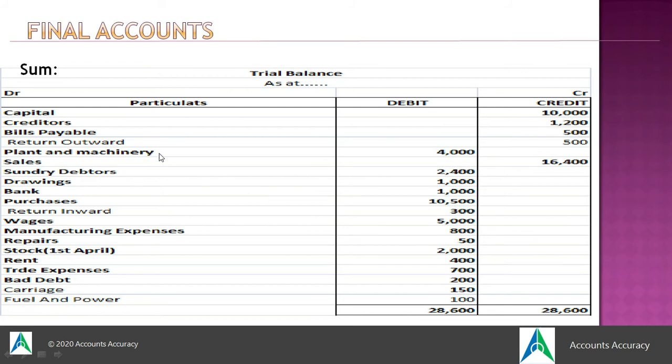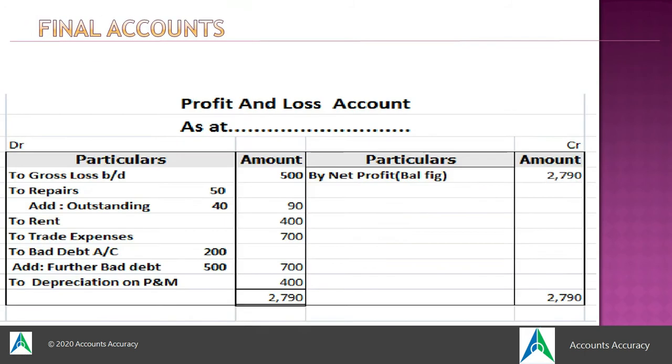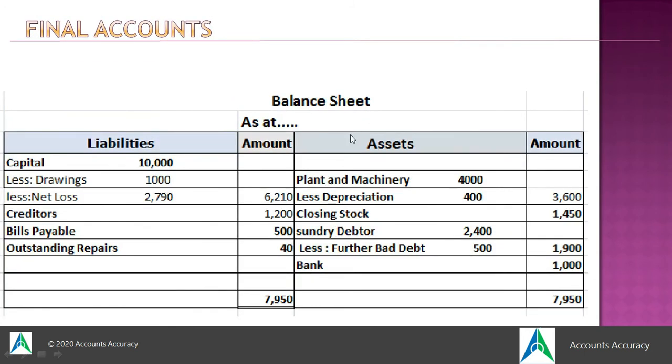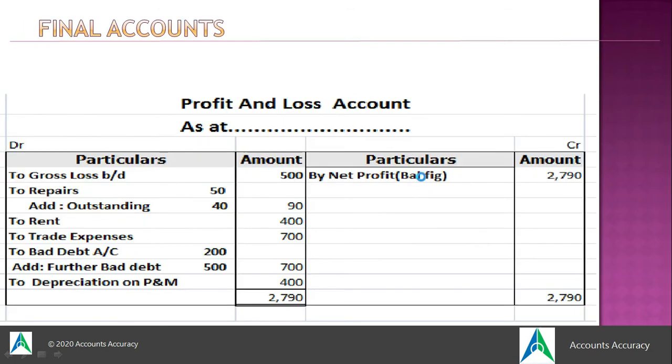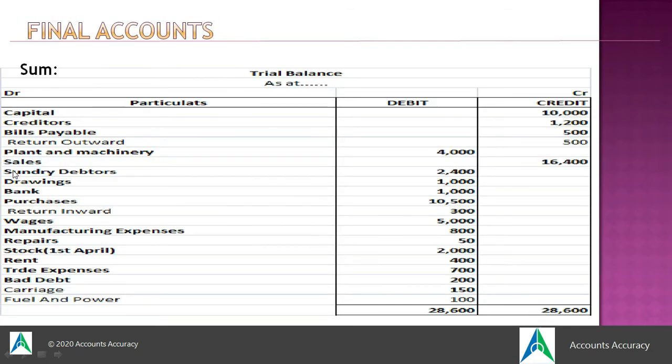Again, plant and machinery, this you will show in the balance sheet. You can see here in the balance sheet, plant and machinery is an asset. So you will make the balance sheet and on the asset side you will write plant and machinery. In the same way you can see here sales is given, sales goes to the trading account.